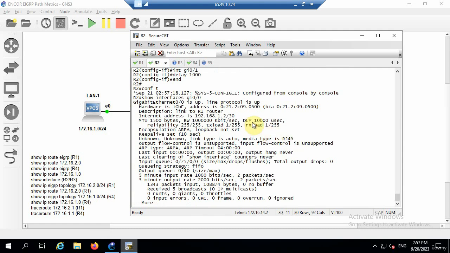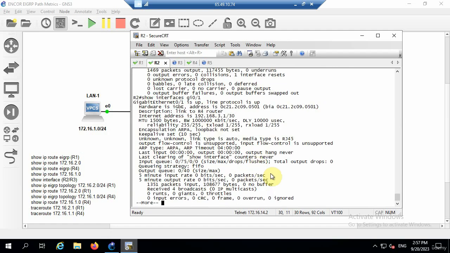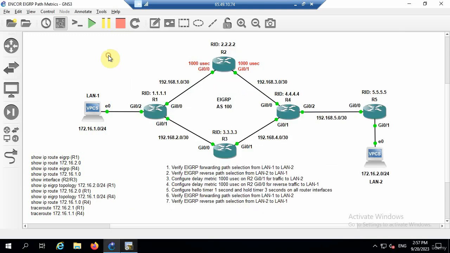And there it is. Delay shows as 10,000 because there's a 10 multiplier there. It's on gig 0/1 as well, so that's been configured there.